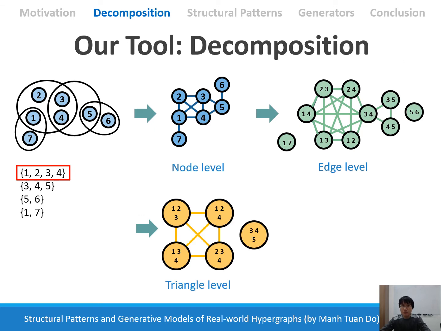Next, we have the triangle level, in which each node represents a subset of 3 nodes. And with a similar explanation, the hyperedge {1, 2, 3, 4} will be decomposed into a clique of size 4 involving these four nodes: {1, 2, 3}, {1, 2, 4}, {1, 3, 4}, and {2, 3, 4}. And finally, we have the focus level, in which each node is a subset of 4 nodes. So in this case, the focus level decomposed graph only has an isolated node representing the subset {1, 2, 3, 4}.